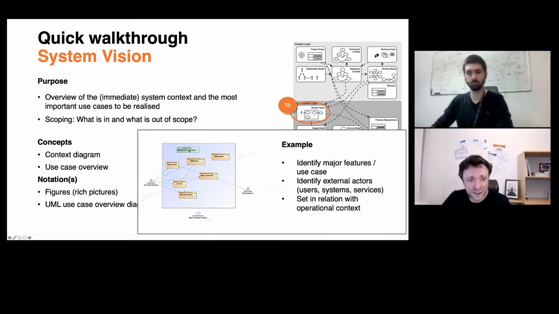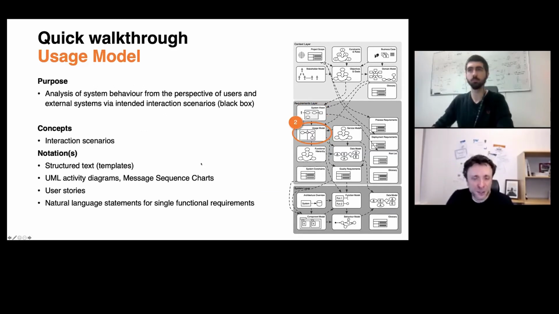Now, once I have understood those major features, those major use cases, I can infer my usage model. The usage model I use to analyze the system behavior from the perspective of my external users, be they human beings or external systems, via intended interaction scenarios, which means that for every single use case that I identify in my system vision, I infer how I want to realize these use cases in the form of interaction scenarios. So again, we have different concepts here at our disposal.